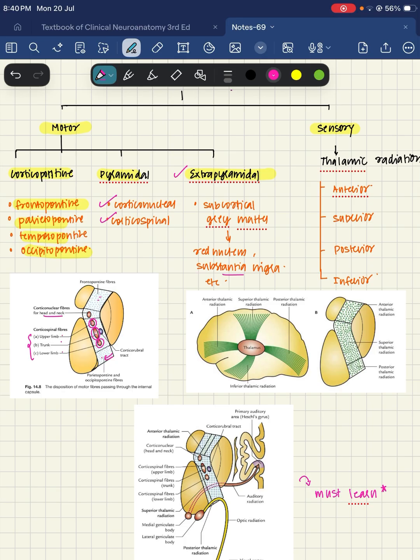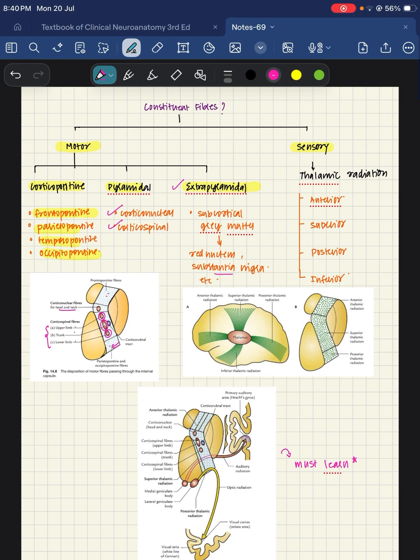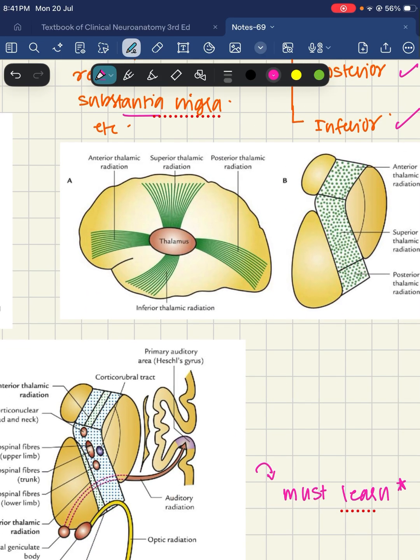Coming to the next type of fibers, the sensory fibers. These sensory fibers also pass through the internal capsule. Sensory fibers are mainly thalamic radiations, which can either be thalamocortical or corticothalamic. Thalamocortical are the ones which arise from the thalamus to the cortex; corticothalamic are from the cortex to the thalamus, but mostly we'll talk about the thalamocortical ones only. There are four types of thalamic radiations: the anterior, superior, posterior and inferior. You can see the diagram over here. This is the thalamus, with the superior radiation, inferior radiation, anterior radiation and posterior radiation.